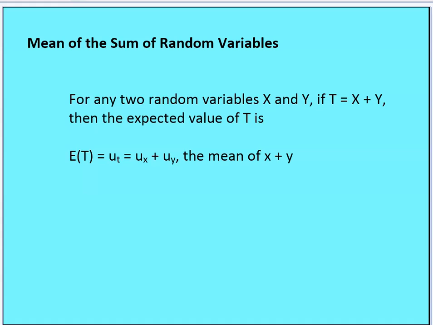All right, so we can say for any 2 random variables x and y, if the total t is equal to x plus y, De Anza plus Foothill, then the expected value of t is going to be the mean of x plus the mean of y. So the mean expected value of t is equal to the mean value of x plus the mean value of y.